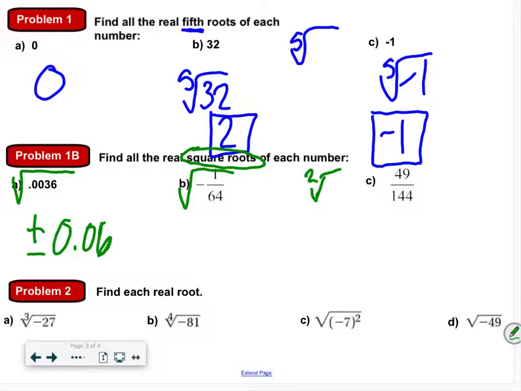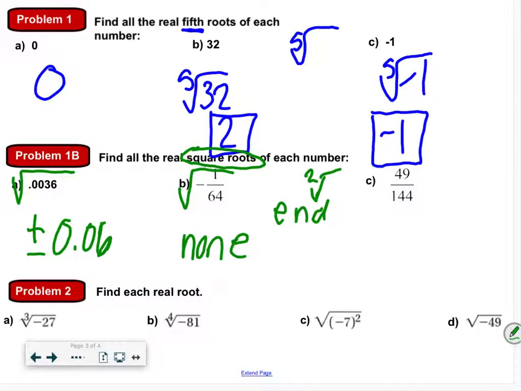Okay, still square root. 2 is still even, right? It's no solution. How do I know? Because it's a negative. When I have even and negative, I have no solution, or none. You have to have the plus, minus, or just none.